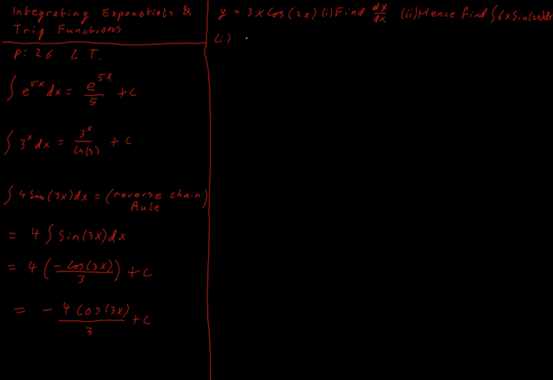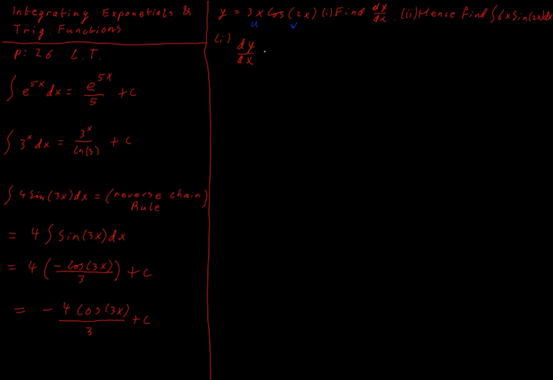So we have y is equal to 3x cos of 2x, and we're asked in part 1 to find the derivative. So this is going to be my u, and this is going to be my v, and I have a product. So I'm going to use my product rule to get the derivative. So we're back to differentiation again. We'll swap between the two quite regularly in integration type questions.